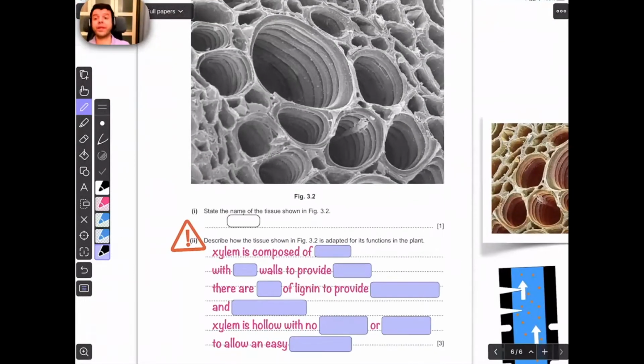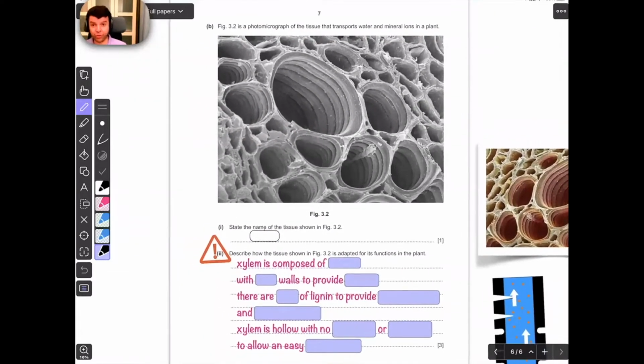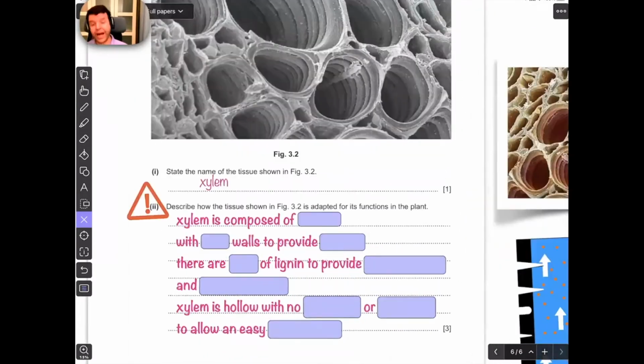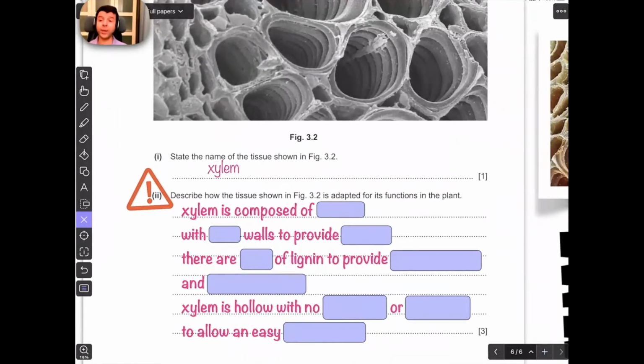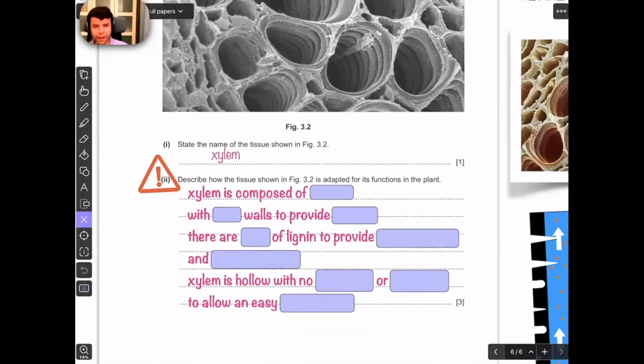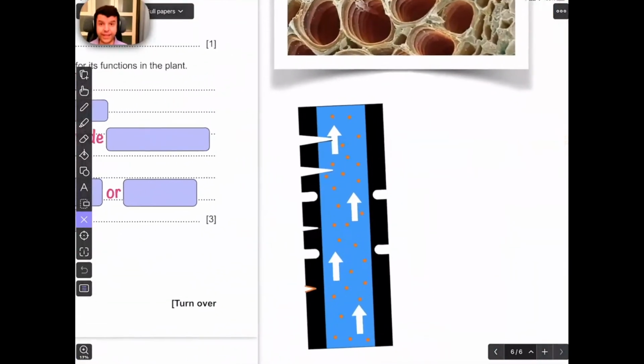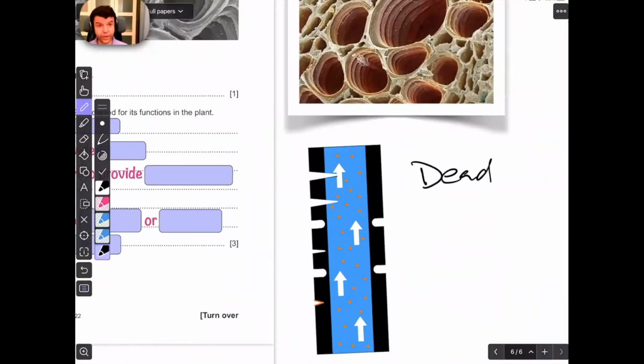Good. State the name of what you see there in this picture. This picture is like every other exam paper, you find it there. This picture is a picture of xylem, right? And they're asking us the usual thing: describe how xylem is adapted to do its function. So again, what is special about xylem? Xylem, as we always say, is dead, right? Dead in a good way here, because dead means hollow, all right? And being hollow means it would allow easy flow of water, right?